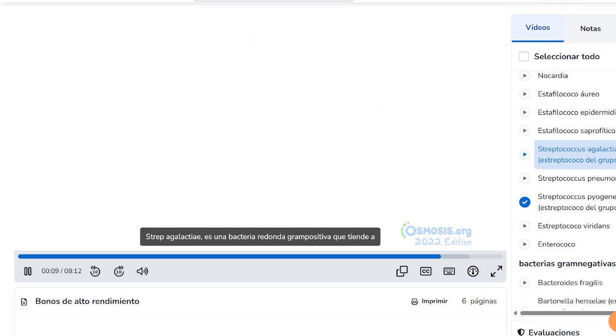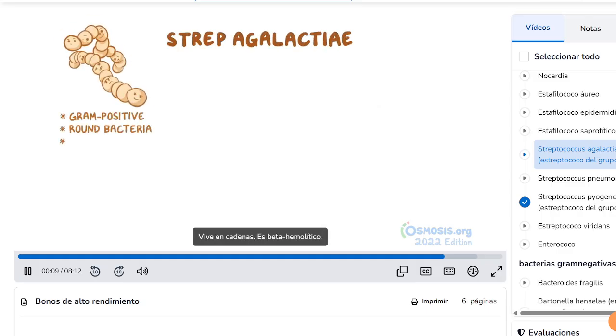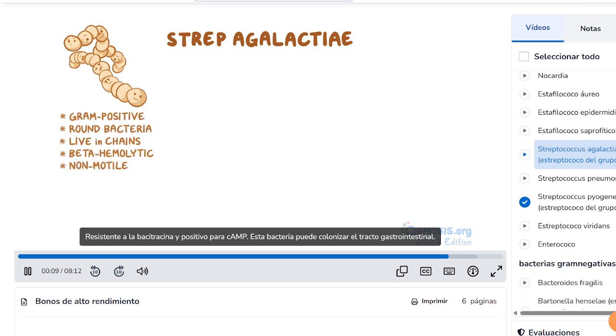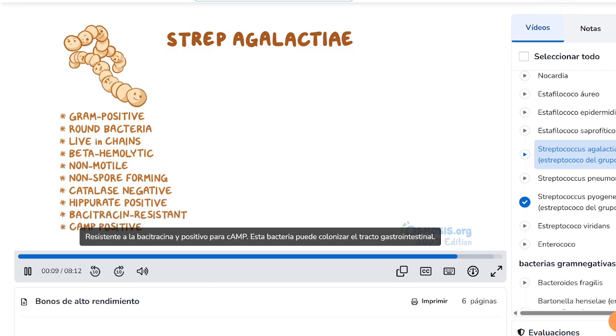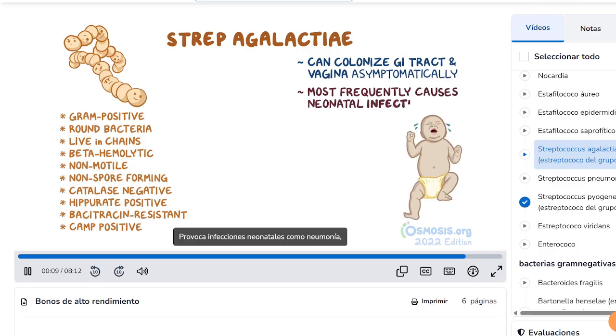Alright, as a quick recap. Strep agalactiae is a gram-positive round bacteria that tends to live in chains. It's beta hemolytic, non-motile, non-spore forming, catalase negative, hippurate positive, bacitracin resistant, and CAMP positive. This bacteria can colonize the gastrointestinal tract and vagina asymptomatically. Most frequently, it causes neonatal infections like pneumonia, sepsis, meningitis, and septic arthritis.